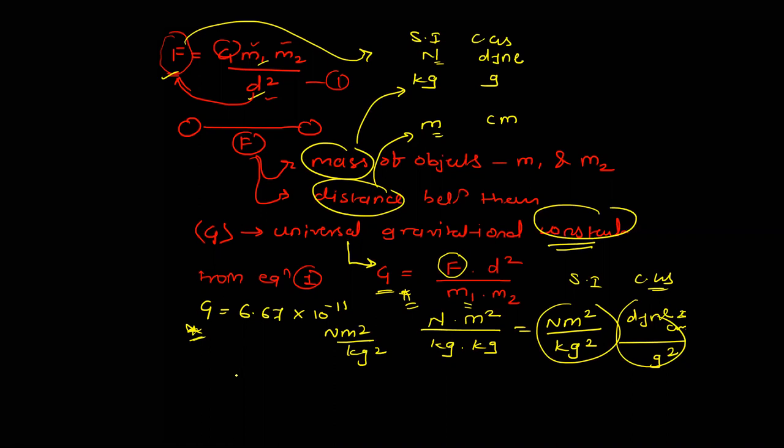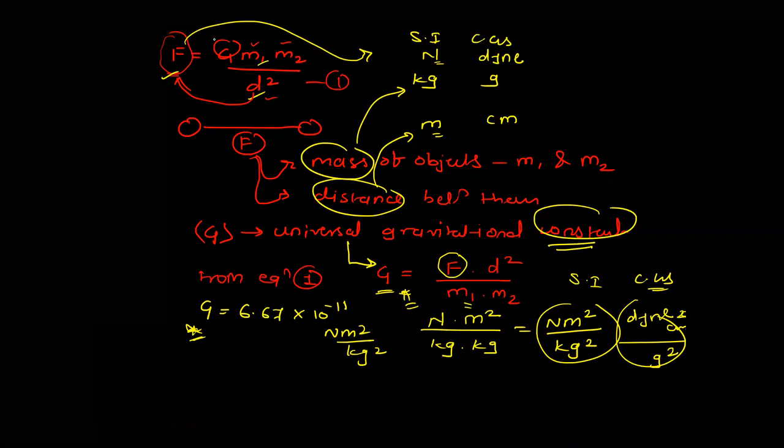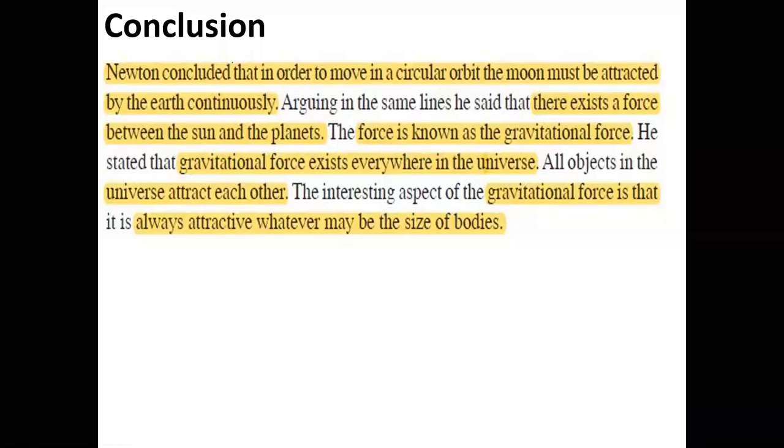So this is all about Newton's law of gravitation. What we got here is two things. First, a formula: F is equal to G into M1 M2 upon D square. And second, what is the capital G? What are the units of capital G, and what is the value of capital G? So this is all about Newton's law of gravitation. Okay, so now, Newton's law of gravitation is very simple.